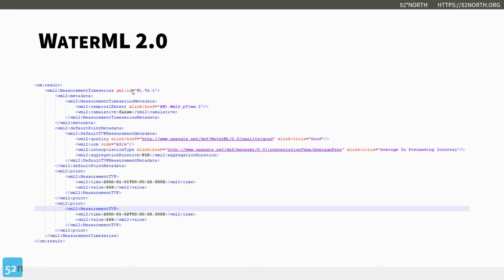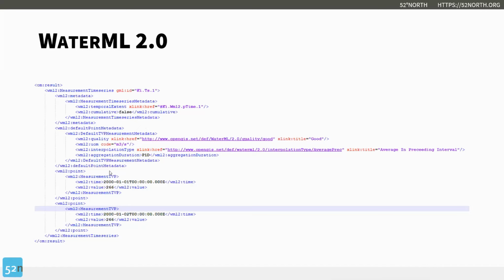So here we have our identifier of a time series. We have then some generic properties about the time series as a whole, metadata about the data. We have the information which is the same for all values, like the unit of measurement and the aggregation duration, that is, the time over which a value has been measured. So for example, here we have a period of 1 day through which the mean value has been calculated. We have information about the property in here, etc.